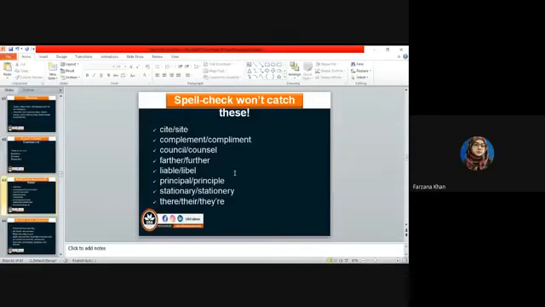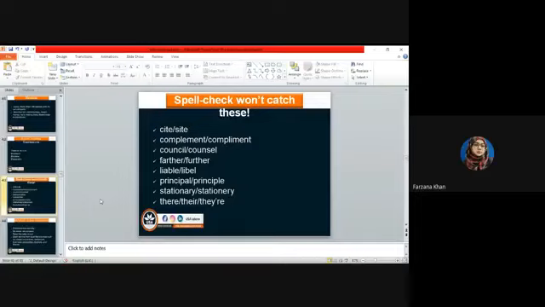Spell check is very important. Again, complement and compliment, counsel and council, further and farther, principal and principle. Many times people commit such mistakes. Principle means the rules and regulations. So these are very important to recheck when you are going to send your cover letter.